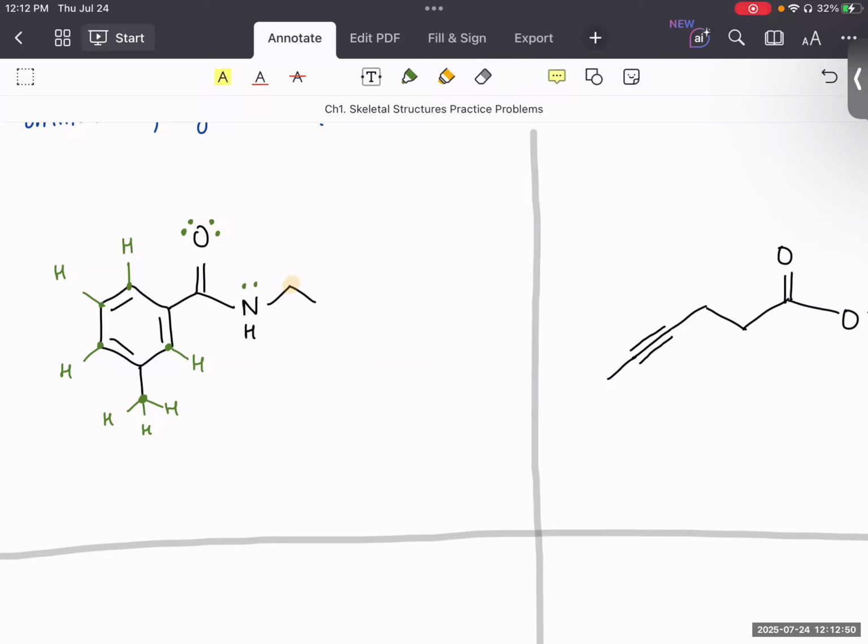And so here we would want to add 2 hydrogens to get to the full 4 bonds that this carbon would want. And then lastly, this terminal one is going to have 3.